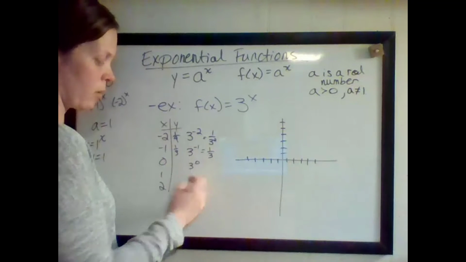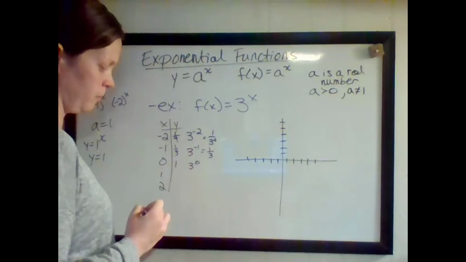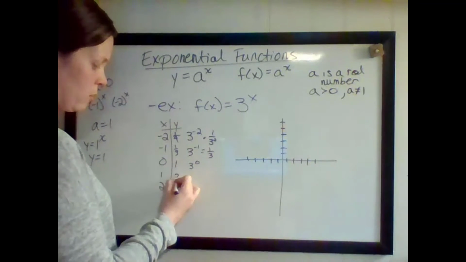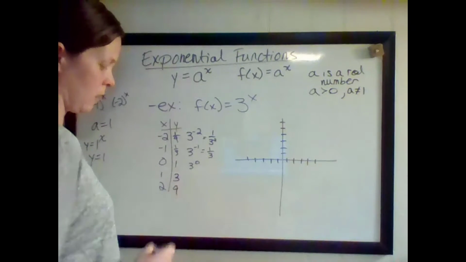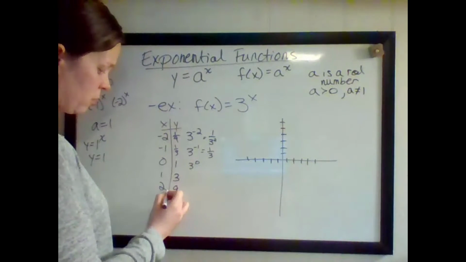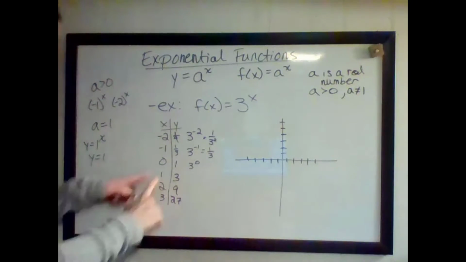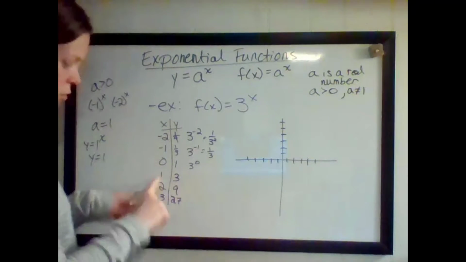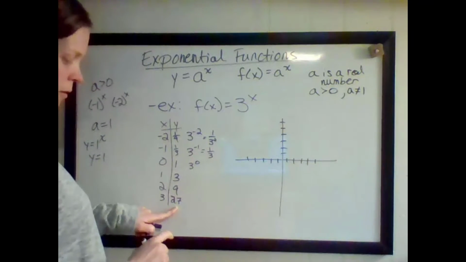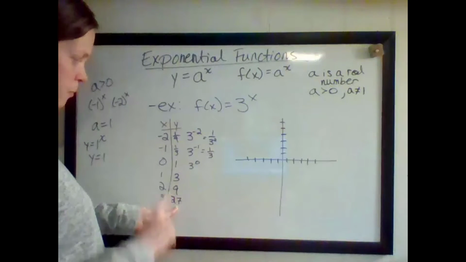3 to the 0 power, anything to the 0 power is 1. 3 to the 1 power is 3. 3 squared is 9. I'm going to throw in 3 to the third power as well, which is 27. 3 times 3 times 3, 27. So just to show that this is going to shoot up really quick, the y value is going to get really large really quick.